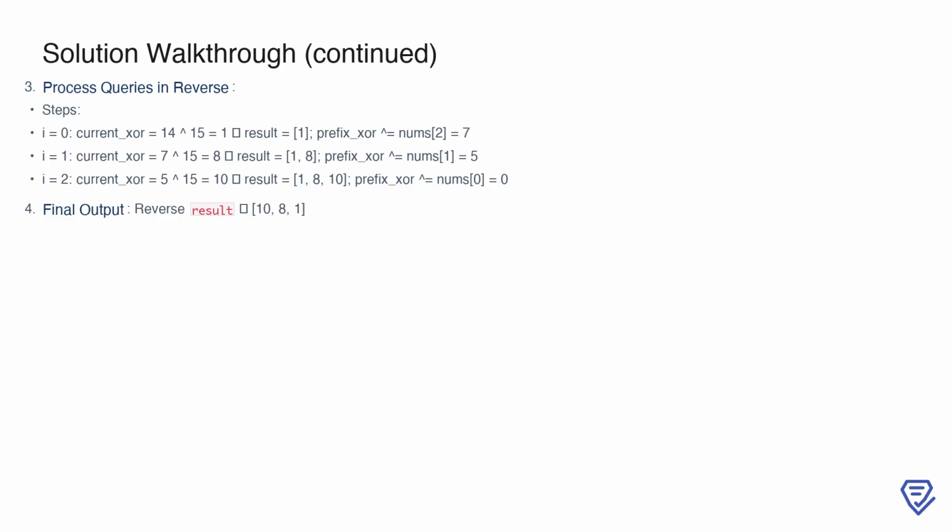7. At I equal to 1, current_XOR is 7 XOR 15, which is 8. We append 8 and update prefix_XOR to 5. Finally, at I equal to 2, current_XOR is 5 XOR 15, yielding 10. We append 10 and reset prefix_XOR to 0. Reversing the result array provides the final output of 10, 8, 1.